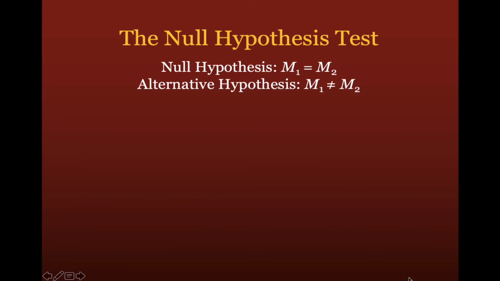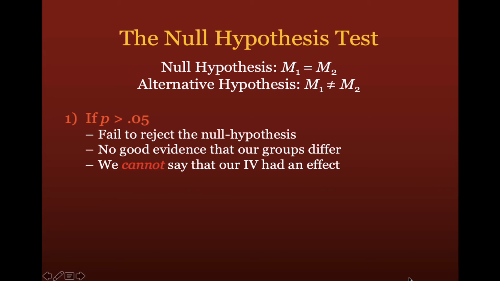Again, the null hypothesis for a t-test is that the means are going to be exactly the same. The alternative hypothesis is that the means are going to be different from each other, right? And again, if the p-value for a given t statistic is greater than 0.05, then we fail to reject the null hypothesis. So in other words, it's very likely to get that particular t-value if the null is true, so therefore we won't reject the null hypothesis, and we will conclude that the independent variable had no effect on the dependent variable.